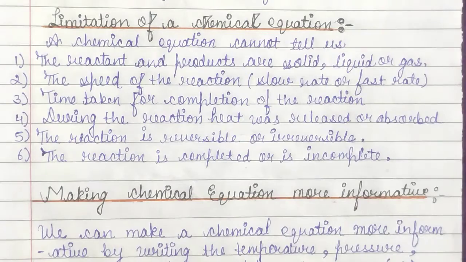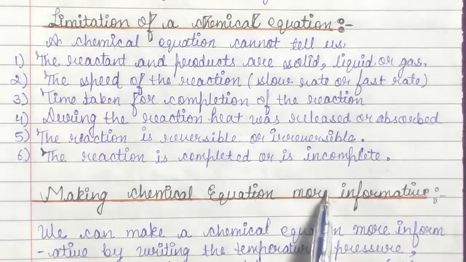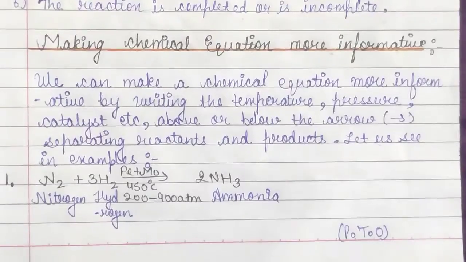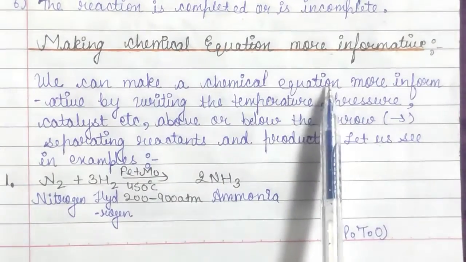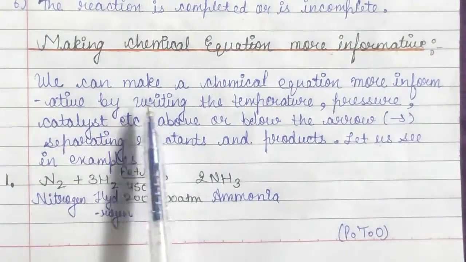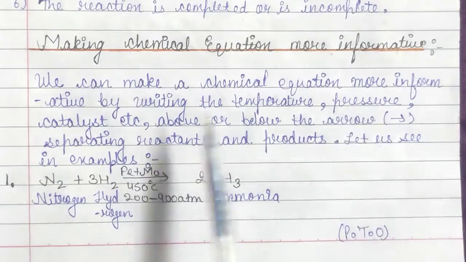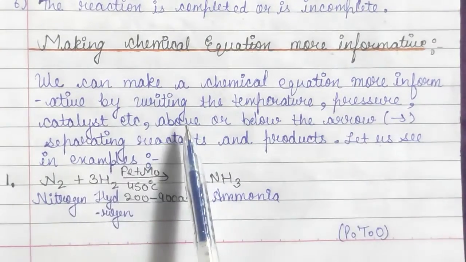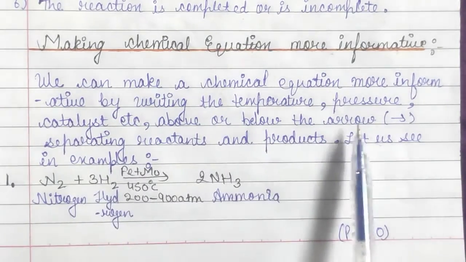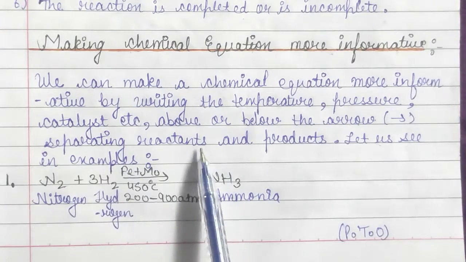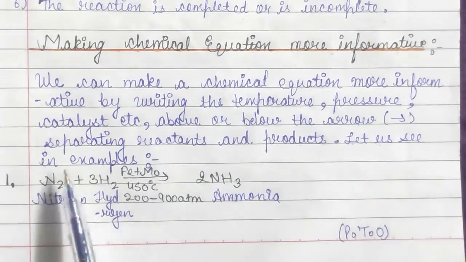Now we will do making a chemical equation more informative. We can make a chemical equation more informative by writing the temperature, pressure, catalyst, etc. above or below the arrow separating reactants and products. Let us see an example.